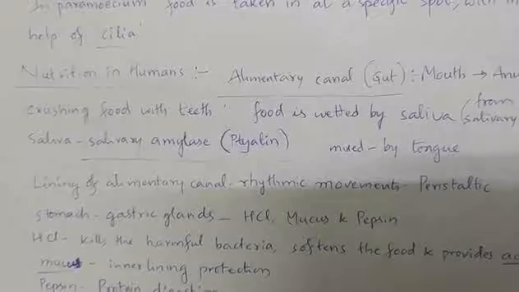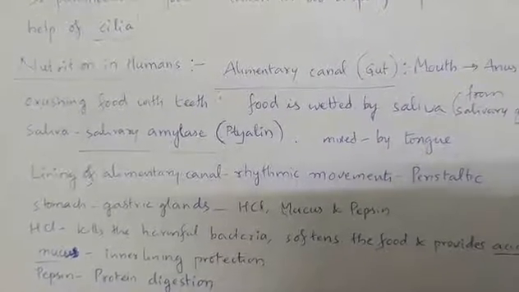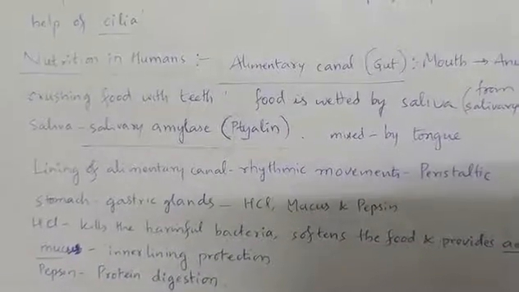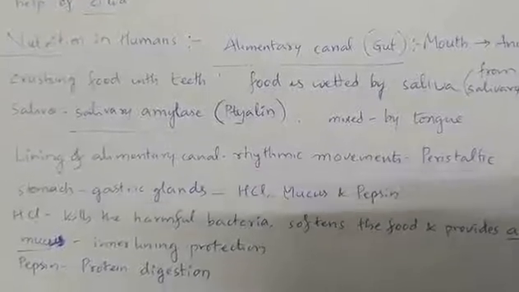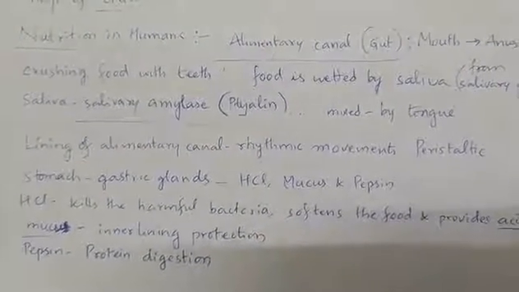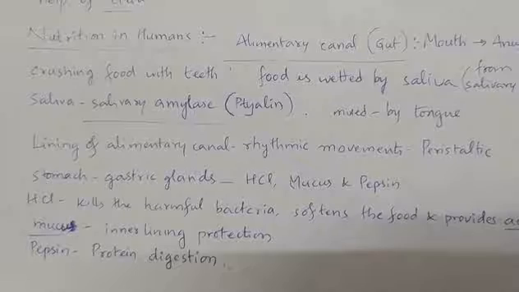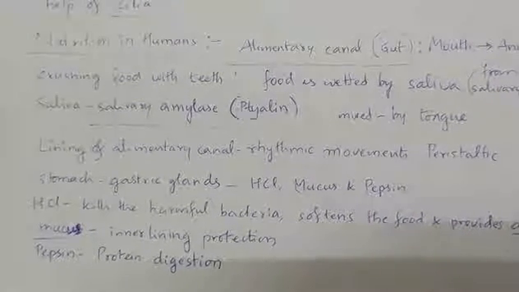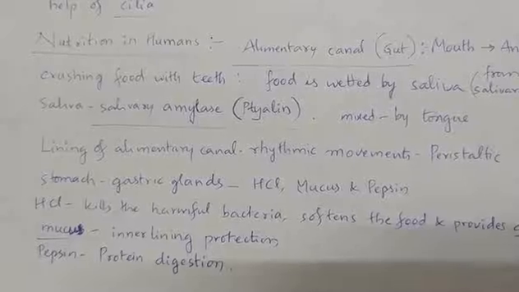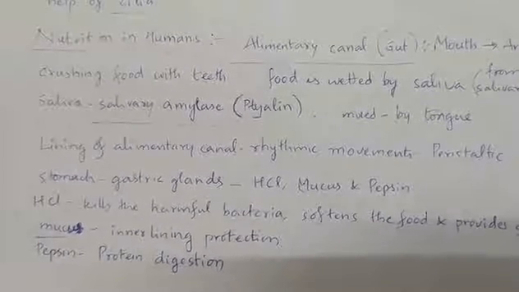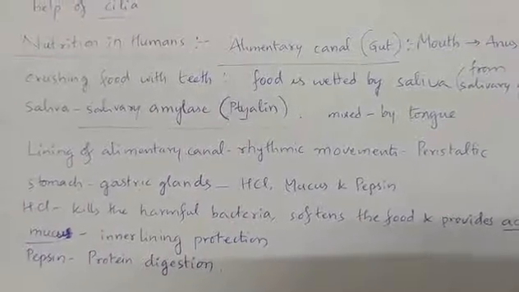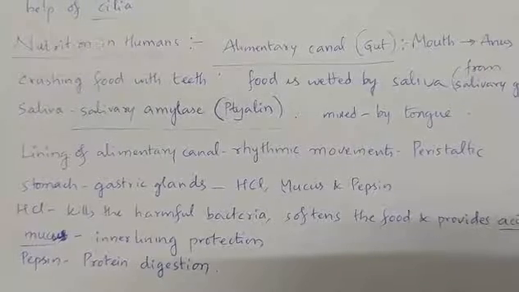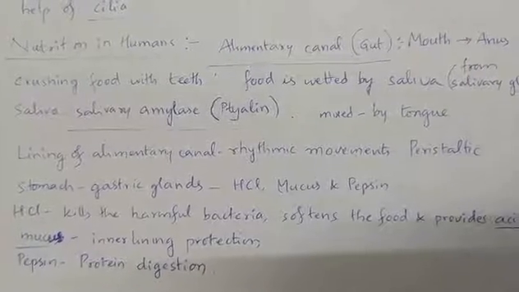Saliva also contains a specific enzyme called salivary amylase or ptyalin that helps in the digestion of starch to some extent. The food is properly mixed after being crushed by the teeth, and it is properly mixed by the tongue. And food enters from the mouth into the stomach through the esophagus or food pipe.